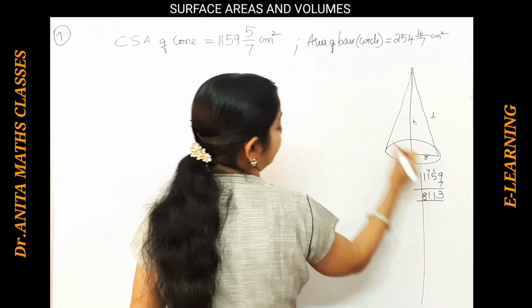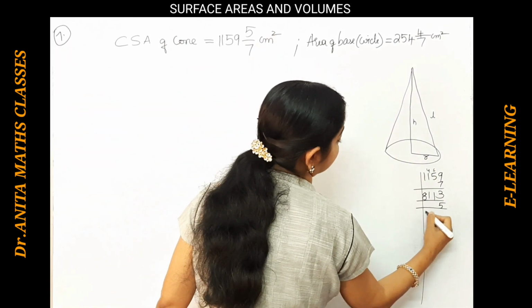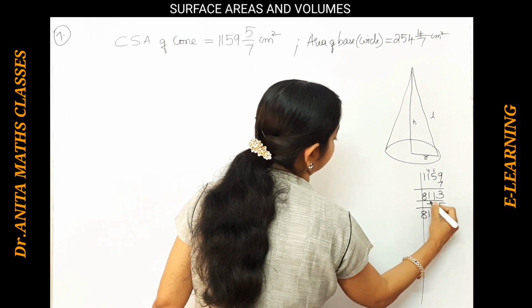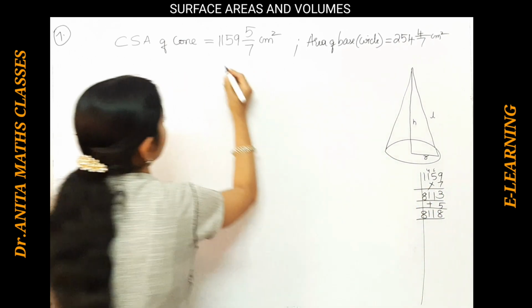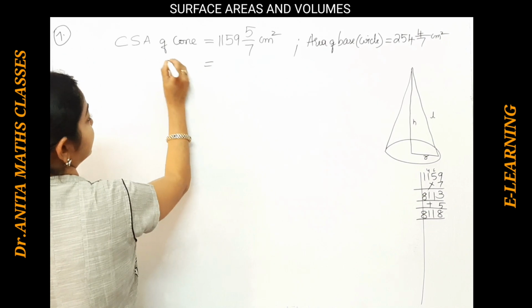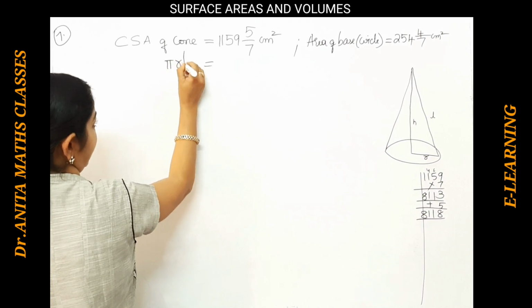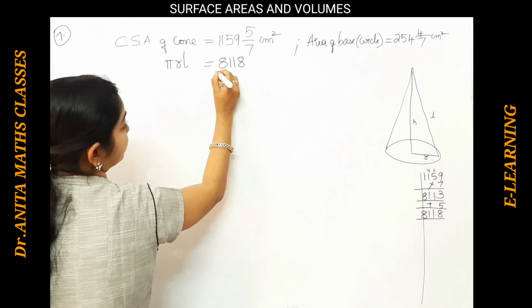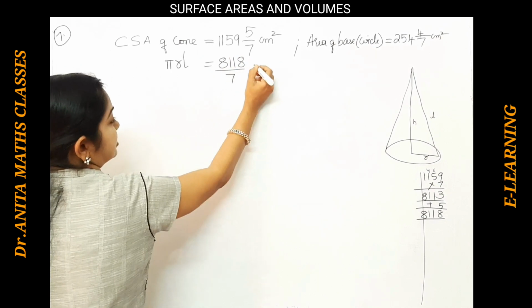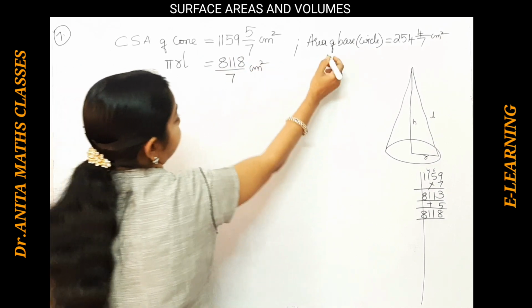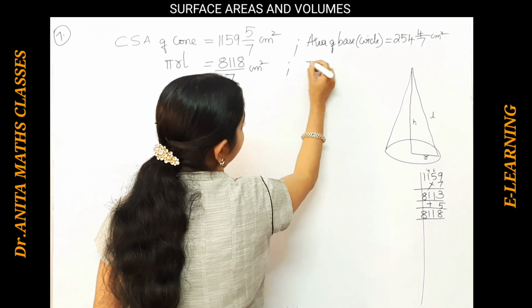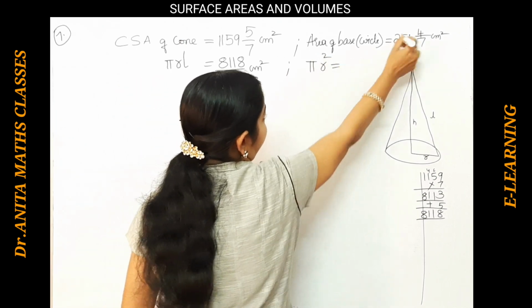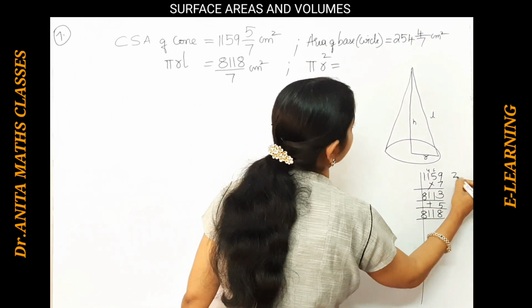And we have to add plus 5, so that comes to 8118. Okay, so we know the CSA of a cone is pi r l. This is nothing but 8118, an improper fraction, divided by 7 centimeter square. Similarly, the area of the base is pi r square. We will do this also.